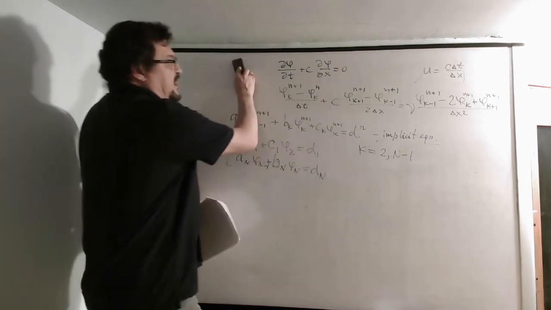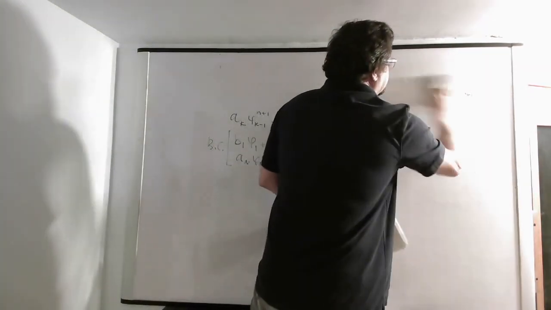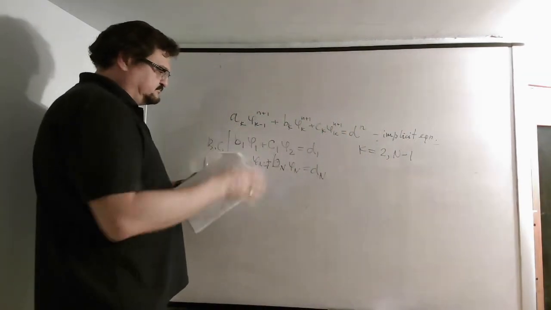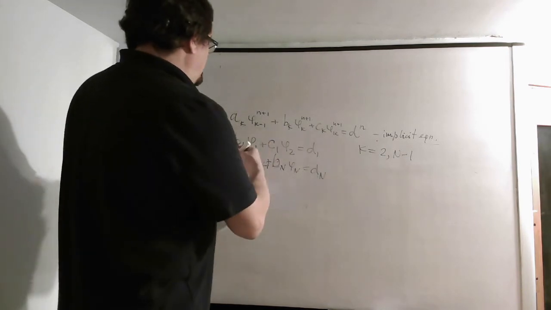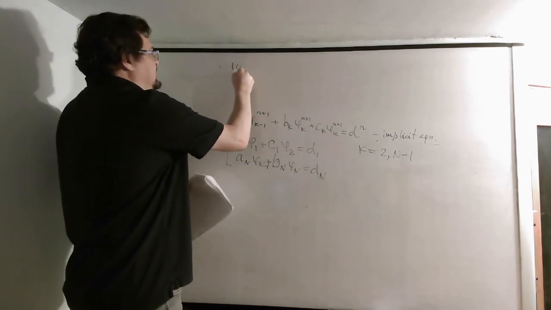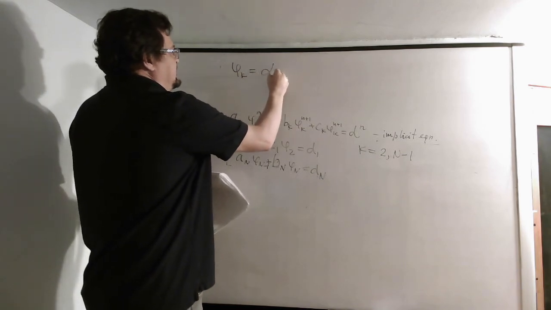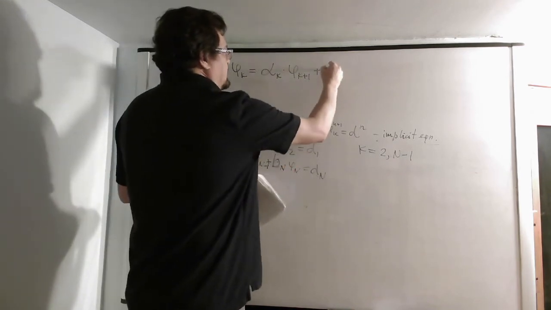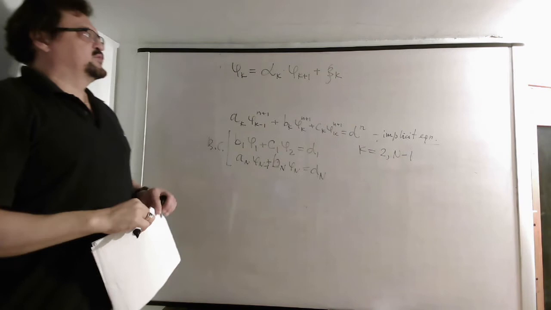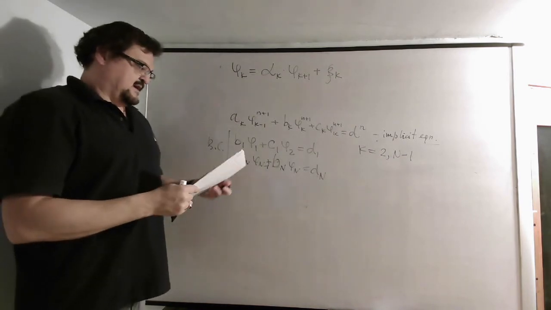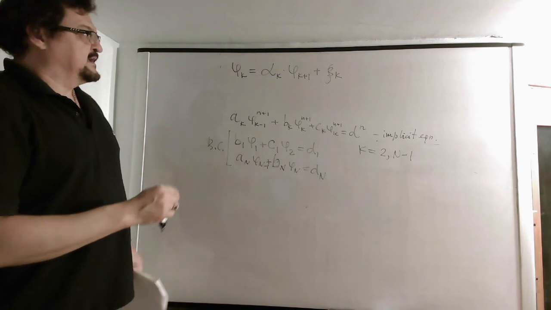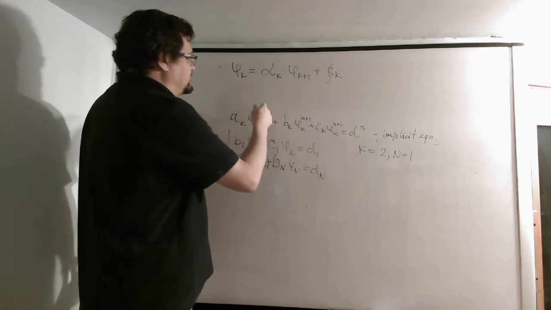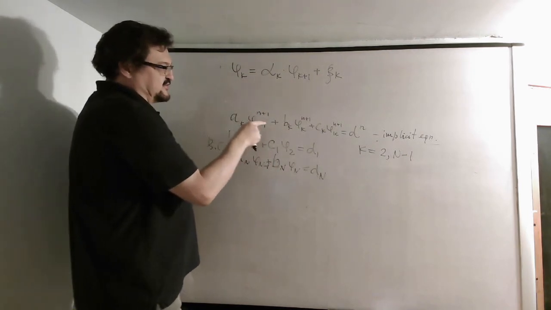So how do we solve it? We do this substitution. We assume that our phi_k can be written as some alpha_k times phi_{k+1} plus beta_k. So we write it formally like this. And then the idea is, in order to obtain recurrence conditions for alpha and beta, we just substitute this into this.